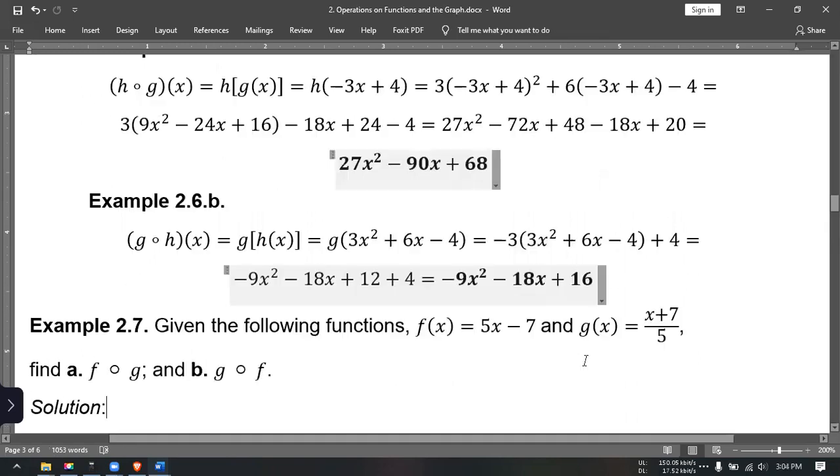Okay, next, on the board. Who wants to solve on the board?